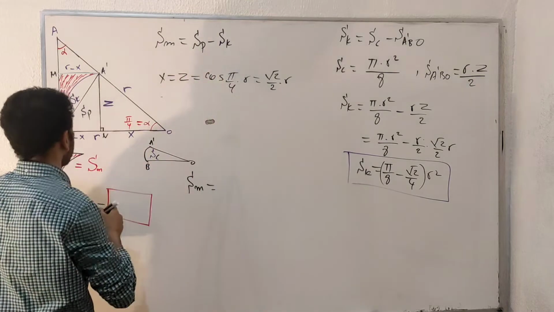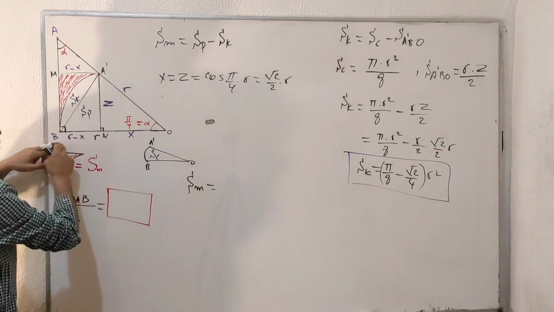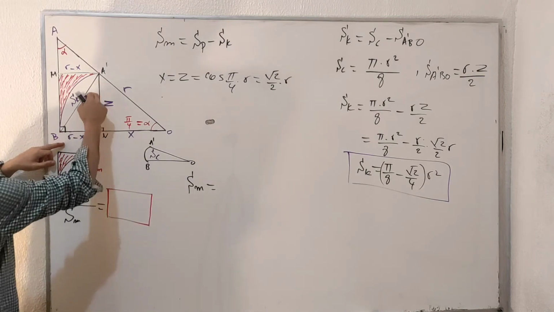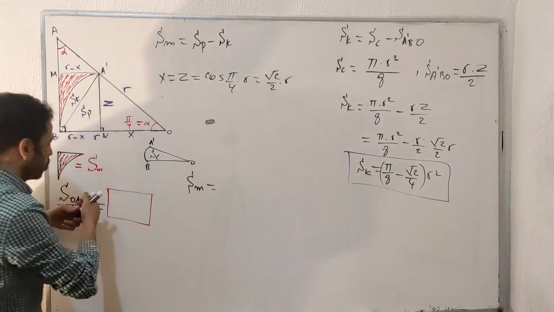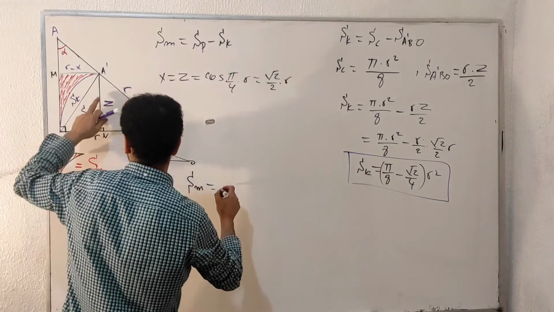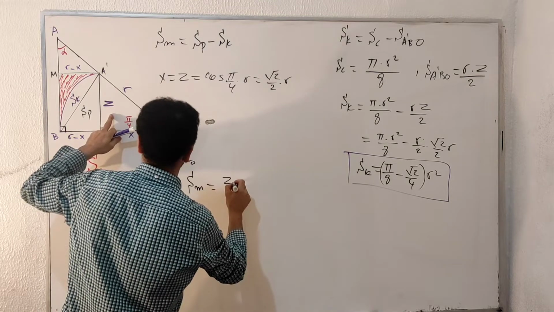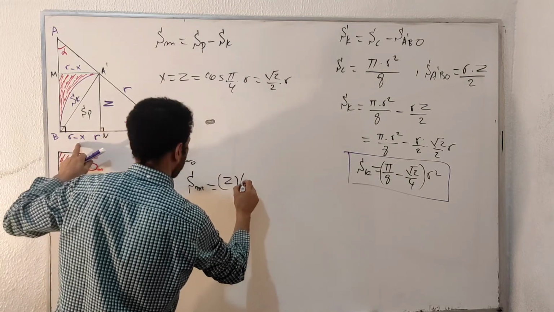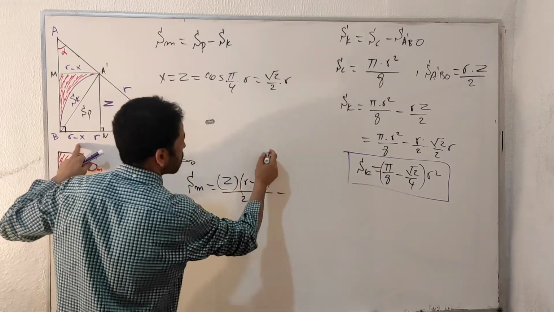equals Sp. Sp, it's very clear, it's the area of this triangle A prime and B. We know the area of this triangle is height multiplied by base over 2, which is z multiplied by r minus x over 2. Okay, minus Sk.